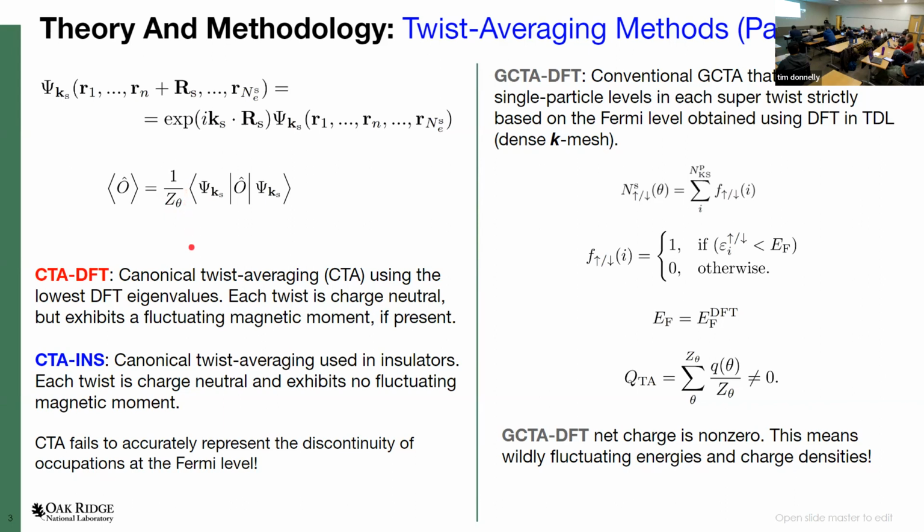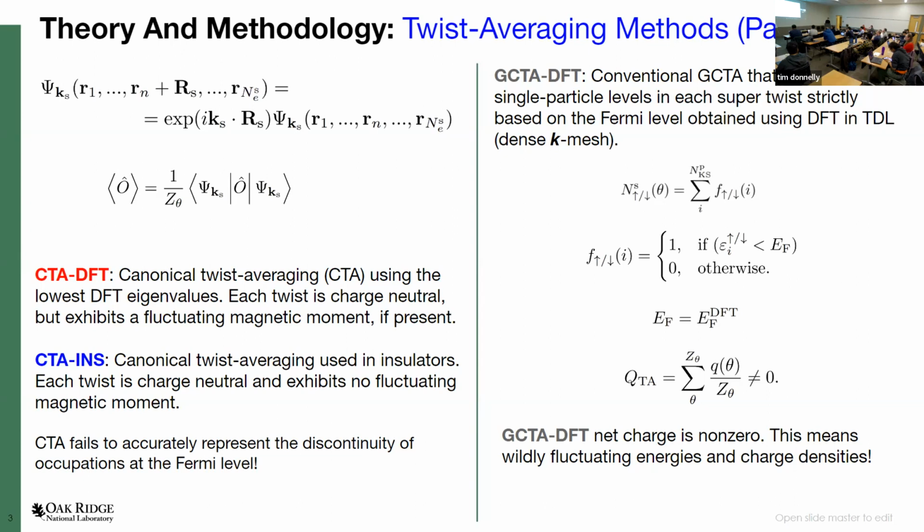Now, when it comes to the question of how to occupy those k-points, there are a few ways to go about this. Perhaps the most popular way is the so-called canonical twist averaging using the lowest DFT eigenvalues. This is what we call here CTA DFT. In this case, each twist is charge neutral, but it may exhibit a fluctuating moment for each k-point. Another one is the canonical twist averaging used in insulators. Again, here you have charge neutrality for each k-point, but it will not exhibit any fluctuating moment. So the moment will also be fixed for each k-point.